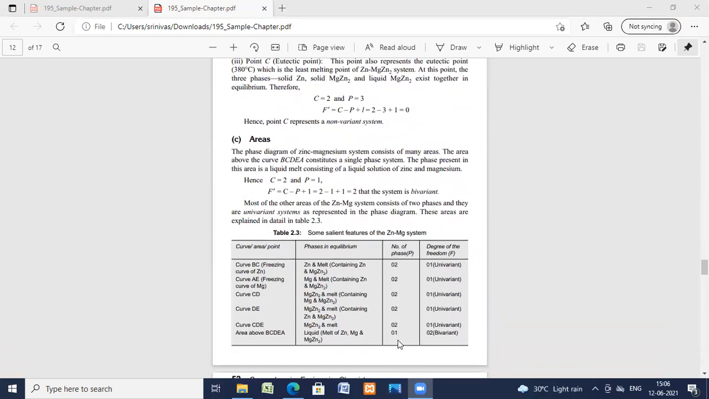So P is 1, C is 2. F is equal to 2 minus 1 plus 1, so 2. C is equal to 2, P is equal to 1. 2 minus 1 is 1, 1 plus 1 is 2. Bivariant system we are getting. This is about the curves.